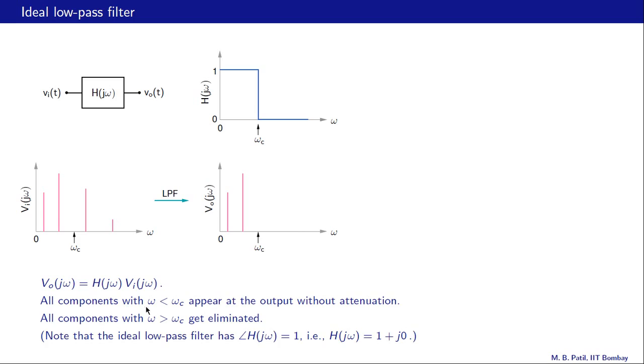So all components with omega less than omega c appear at the output without attenuation, and all components with omega greater than omega c get eliminated. And how do we express mathematically this H of j omega for this ideal low pass filter? It is simply 1 for frequencies up to omega c, and that 1 is the real number 1, so we can write that as 1 plus j0.